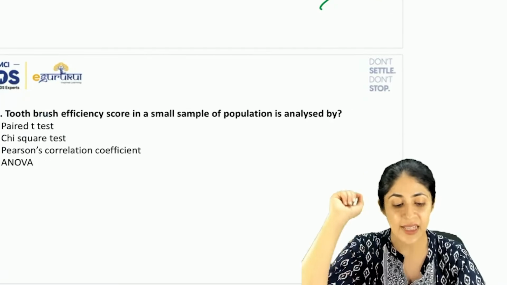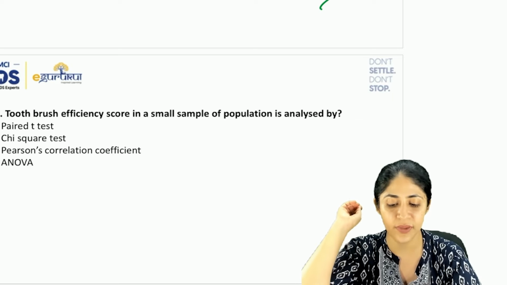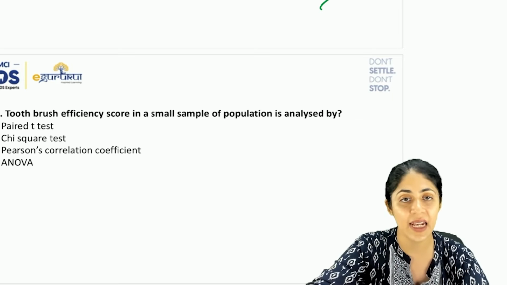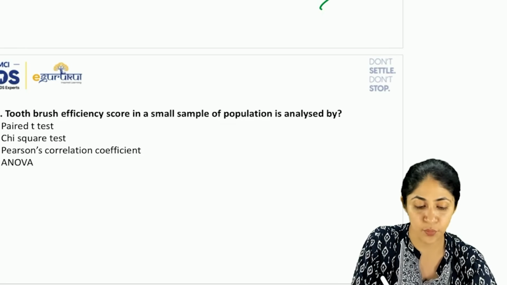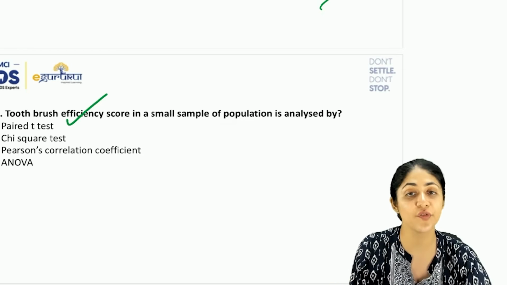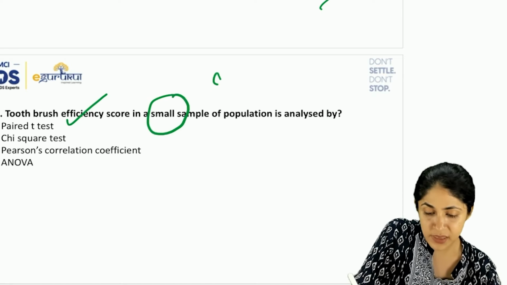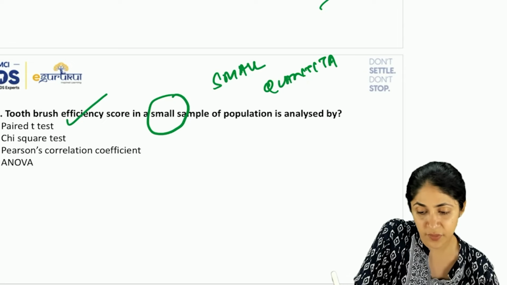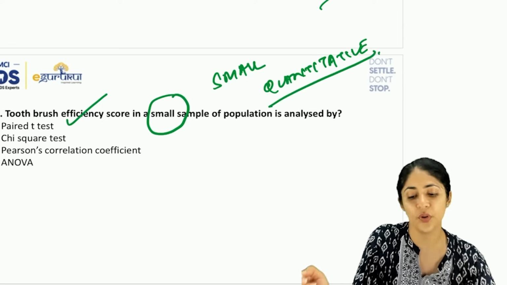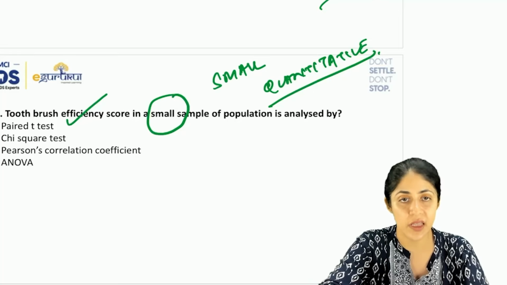Next is the toothbrush efficiency score in a small sample of population, analyzed by which test? Here the answer will be t-test. Why? Because the t-test is a test for quantitative assessment, used when the sample size is small. So the population is small and we are doing a quantitative assessment.